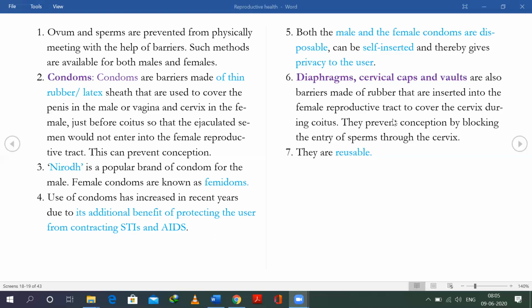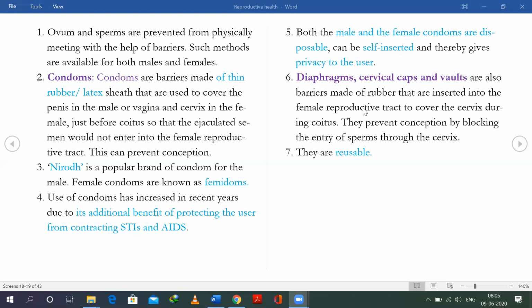Please do make a note of this statement. And one more important point: these lines are important, so not to be avoided. With the barriers, both male and female condoms are disposable, right? So they're for one time use only. That's why they're disposable. They cannot be reused. So why are you saying this? This is in contrast with our next item.